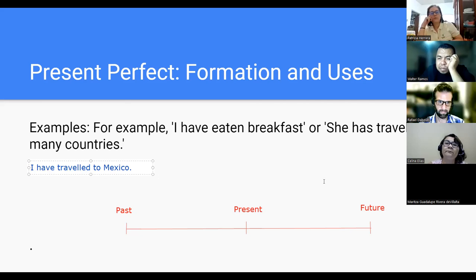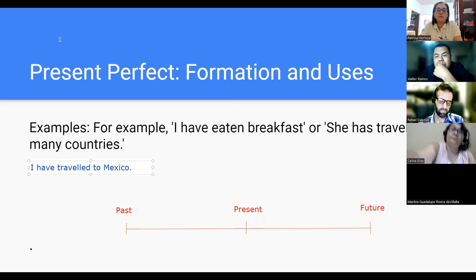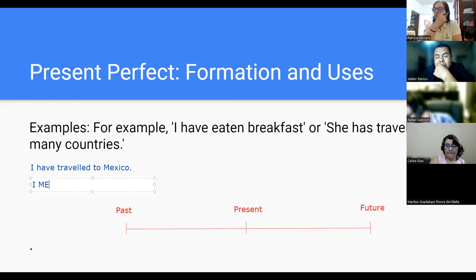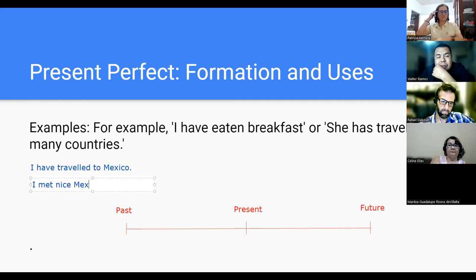I can say that there are good people in Mexico because all people help you when you need help. Oh, nice. That's really good. Nice experience, right? So you could also say, I met nice Mexican people, right? Very good.